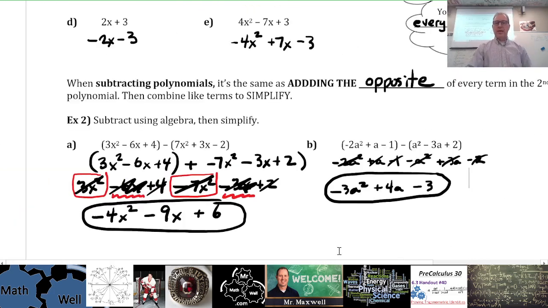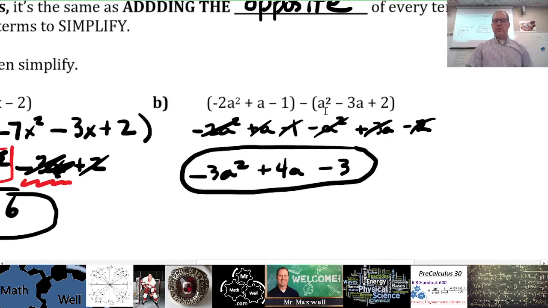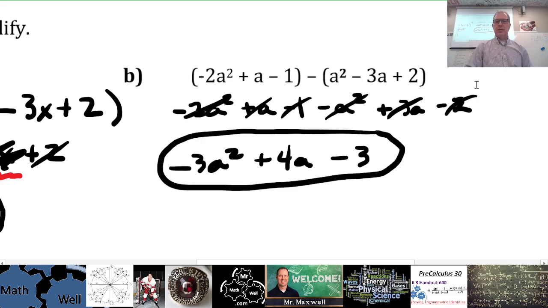Okay, so here's my answer for B. What I did was I changed this subtraction into an addition. And so I've kind of got all my work here, but I just dropped the brackets here. And then I added a negative a squared, so that's the minus a squared right there. And then I also added a positive 3a, so there's the positive 3a here. And then I added a negative 2, which turns into that minus 2. So when you gather all those like terms, you collect the a squared terms together, you collect the a terms together and the constants, and then you should be done.